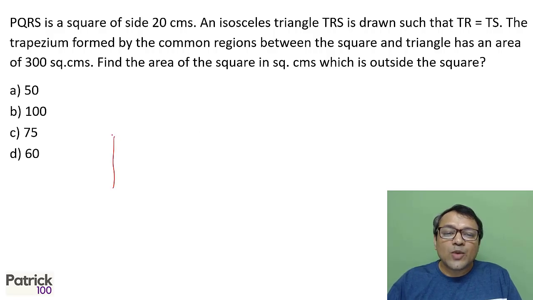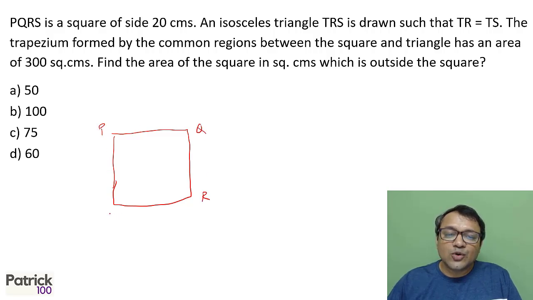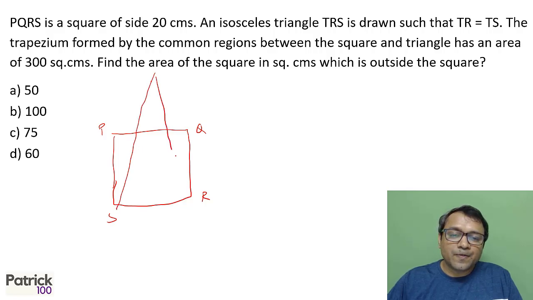PQRS is a square of side 20, and you have a triangle which is formed, with TR and TS. The area of the trapezium is 300. Now this side is 20. What is the area of the trapezium?